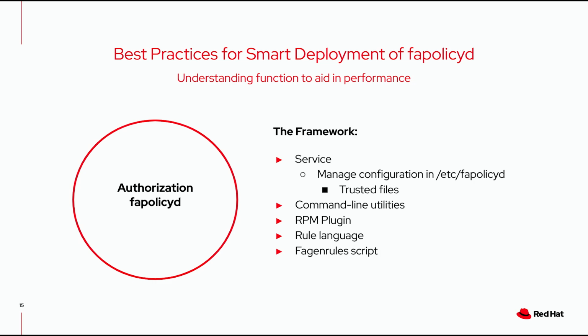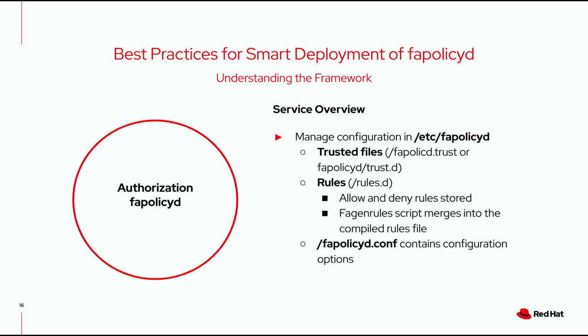So some best practices for Fapolicyd: understand the framework. You've got the service, you have command line utilities, you've got the RPM plugin, you've got your rule language, and when you create your rules, you can run the fagenrules script, and it will actually turn it into the rule set that it puts into memory and that it applies against the system. You manage the configuration in Fapolicyd. You've got the trusted files, so you can say these are the ones I trust, and those that aren't in there are not trusted by default.